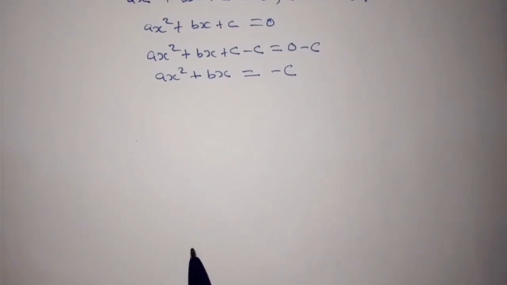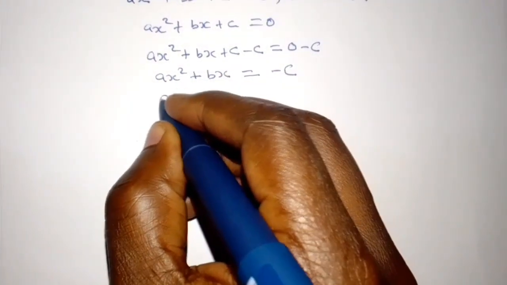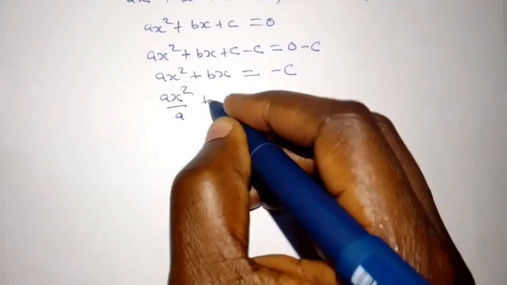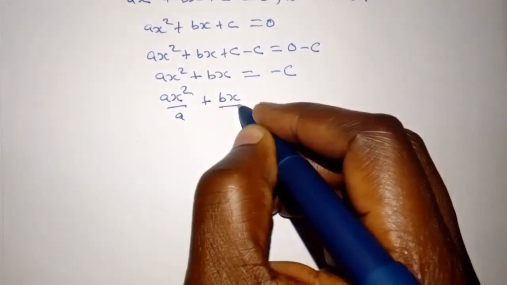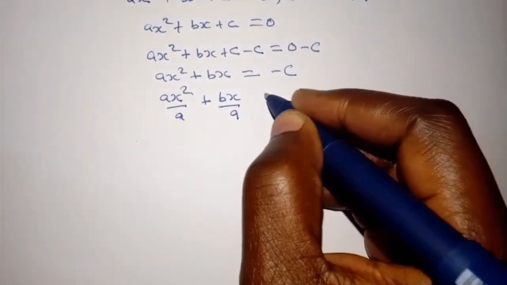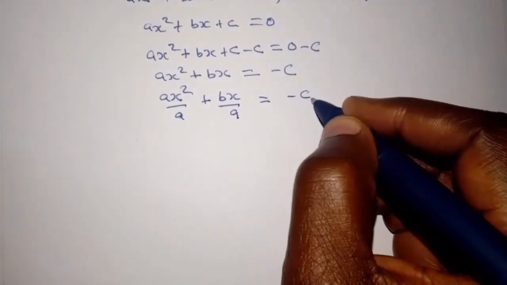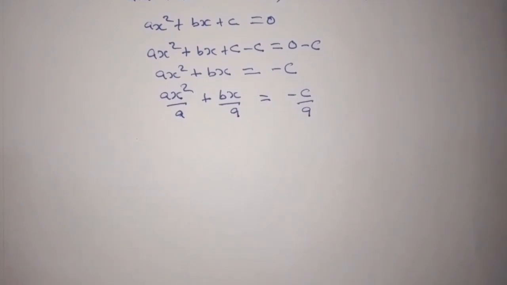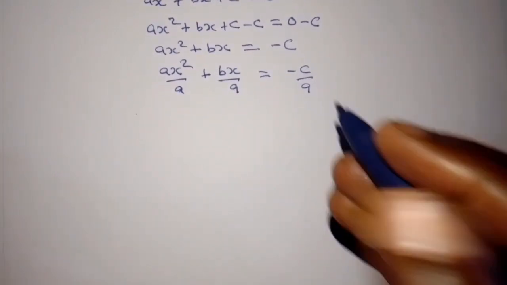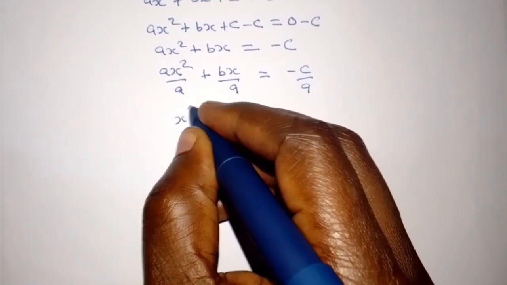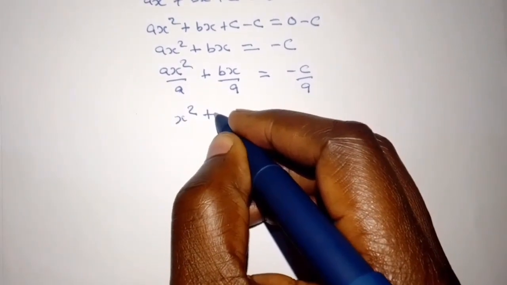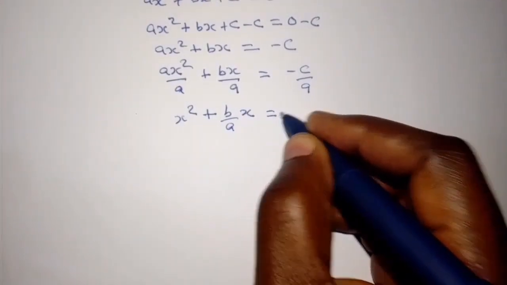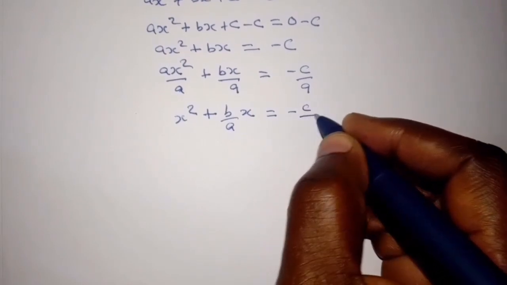Then dividing through by a, we divide through by a: ax squared divided by a plus bx divided by a is equal to minus c divided by a. And this is going to give us x squared plus b over a x is equal to minus c over a.